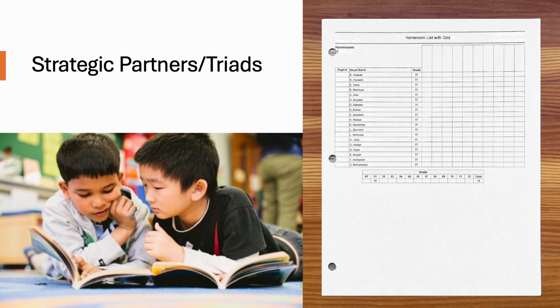One way to mitigate this issue is by creating strategic partners, triads, or even groups of four. This method is helpful for creating heterogeneous groupings of various sizes. To start with, you will need a copy of your class list. Take the class list and cut up all the student names into individual strips.